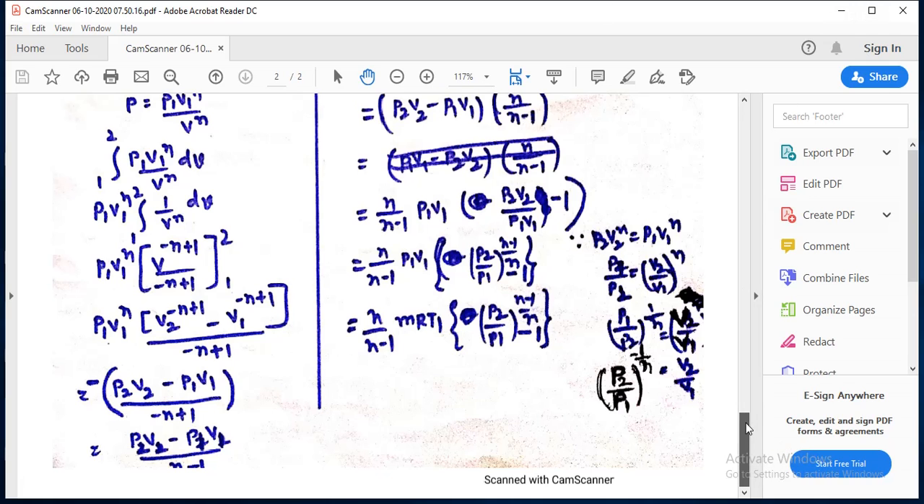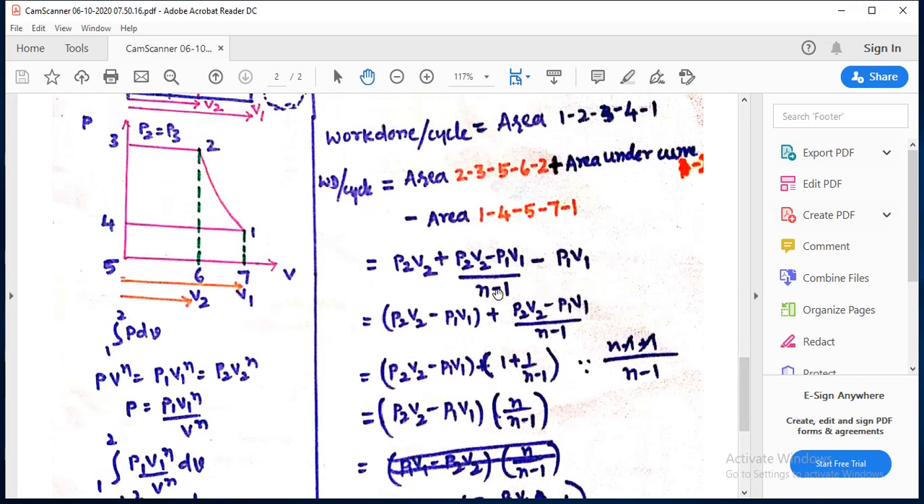This value I am substituting here: P2 V2 minus P1 V1 divided by n minus 1. The area under curve 1, 2 represents P2 V2 minus P1 V1 divided by n minus 1. Now the area 14571, it gives minus; its length is V1 and height is P1. Hence P1 V1 gives the area 14571. I have written P1 V1. So P2 V2, I am taking this minus P1 V1, P2 V2 minus P1 V1 plus P2 V2 minus P1 V1 divided by n minus 1.